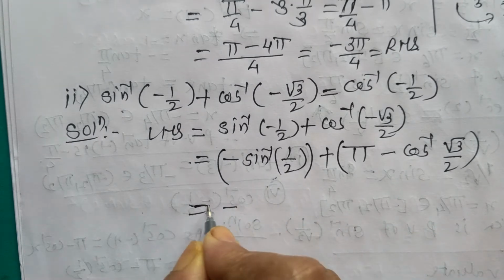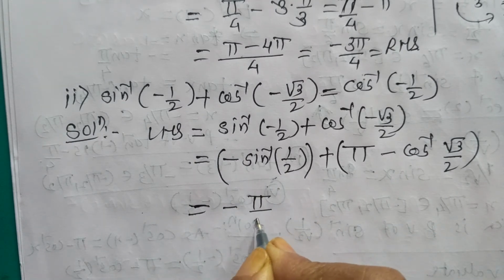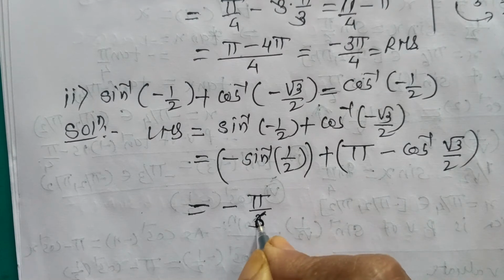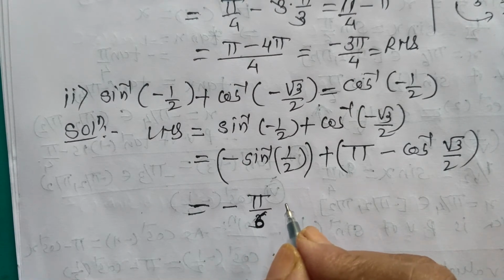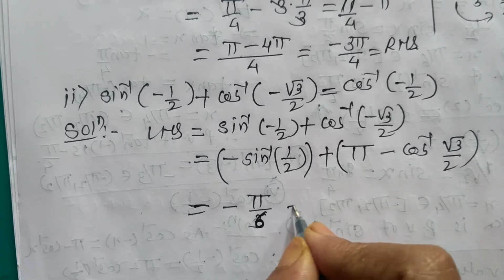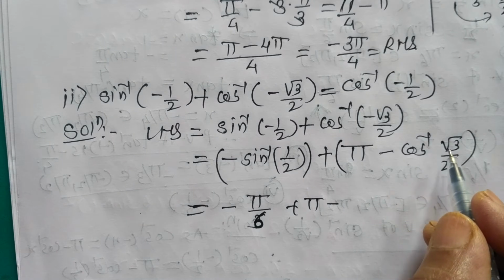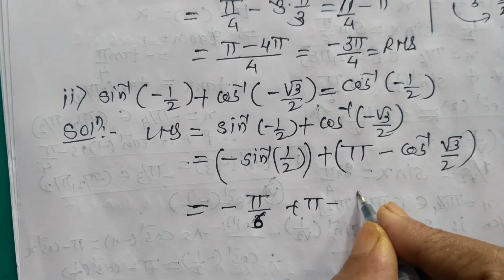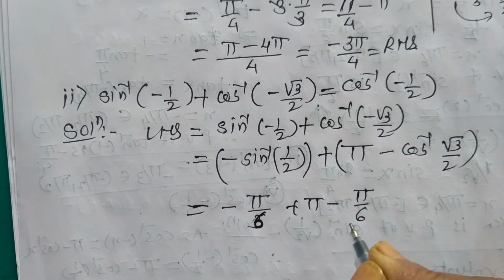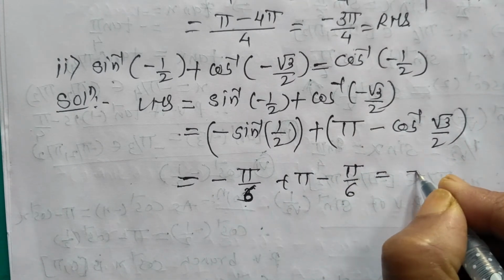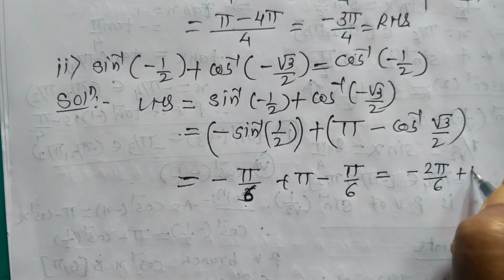When the sine ratio has value half, we know that the angle is 30 degrees, that is pi by 6. Sine 30 is equal to half. Now the second value: pi minus cos inverse root 3 by 2. The cosine ratio has value root 3 by 2 for the angle 30 degrees, so that value is pi by 6. So the addition is minus pi by 6 minus pi by 6, which means minus 2 pi by 6, plus pi.